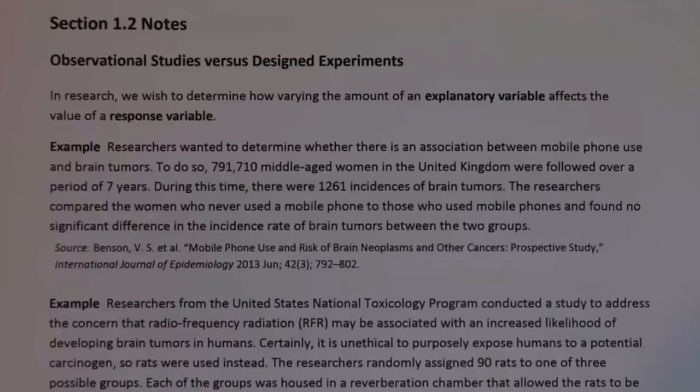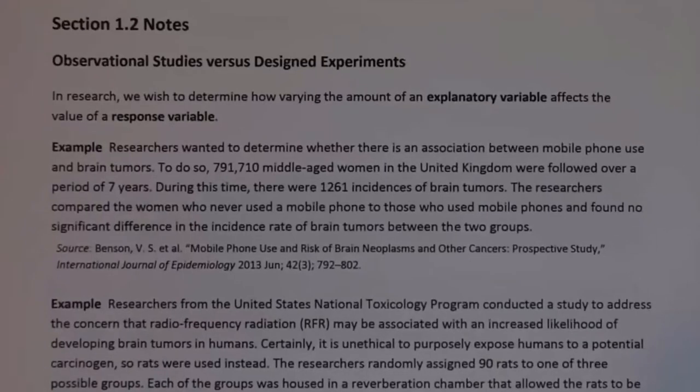In section 1.2, we're going to be basically talking about how you go about collecting data. That's really the overall theme of chapter 1. It's an introduction to concepts, but it's also about how you go about collecting data. In section 1.2, we talk about observational studies versus designed experiments. Again, these are basically the two broad ways that we go about collecting data.